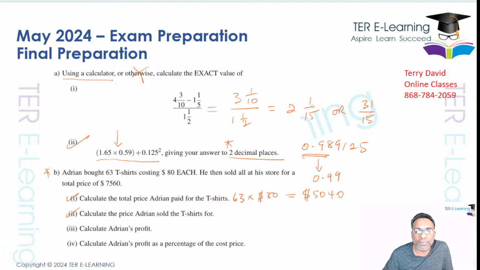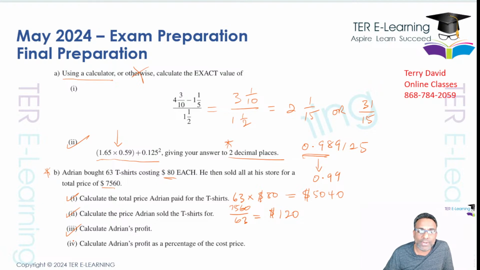Calculate the price Adrian sold the t-shirts for. In the question it says he sold all the t-shirts for a price of $75.60. If you want to work out the price of one t-shirt, we take $75.60 and divide by the 63 to figure out the cost for one t-shirt. So it's going to be 7560 divided by 63, and you're going to get $120. That's typically what happens if somebody wants to make a profit. Remember, he paid $80 and he's selling it for $120.